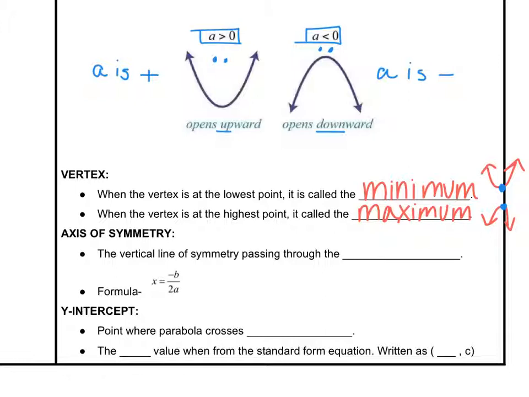The axis of symmetry is that vertical line of symmetry that passes through, where does it cross? What point does it cross at? You remember? The vertex. Because it goes through the middle. And we have a formula for that. You'll use this a million times today. Negative b over 2a. That's how we figure out what line it is to get the equation for it.